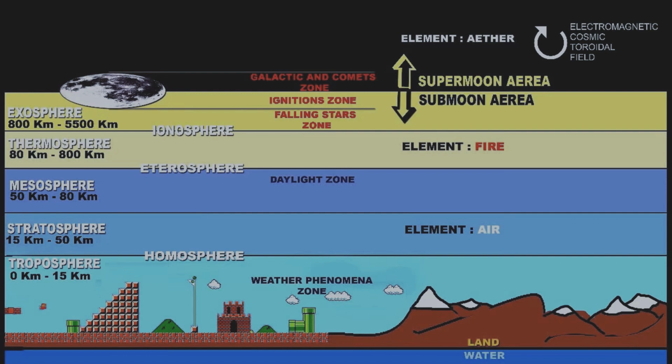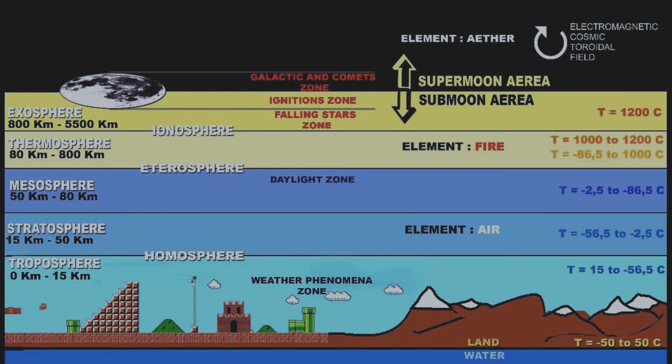In the atmosphere where the element of air is mentioned, all the heavier gases such as oxygen or nitrogen are mixed. Here the weather phenomena occur, as well as the evaporation and liquefaction of water in water vapor.